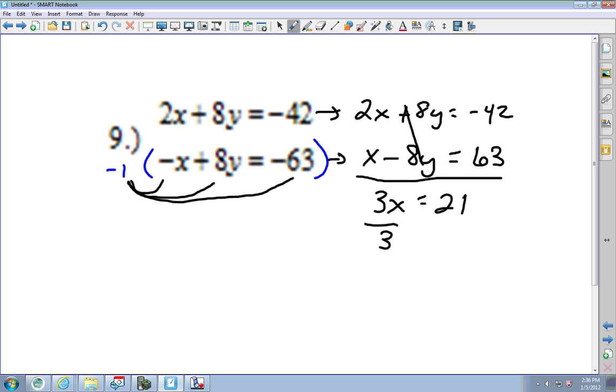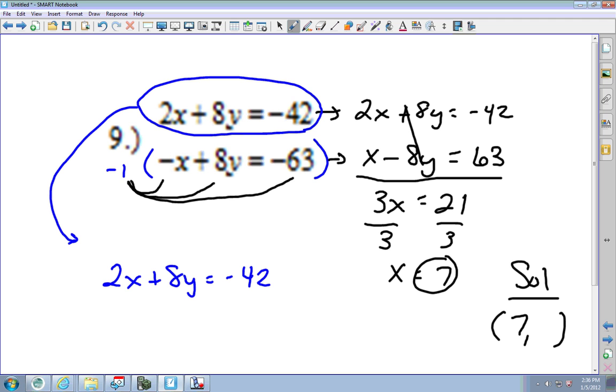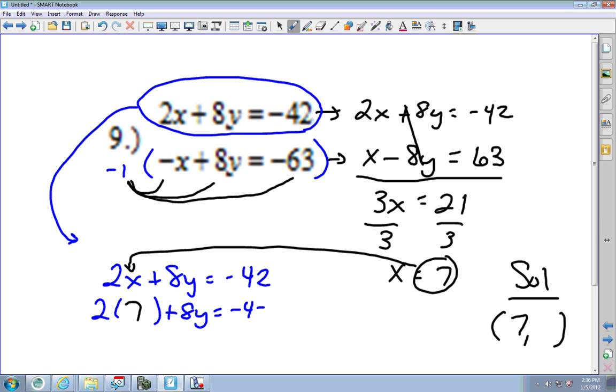From here, divide by 3. X equals 7. So my solution, I have 7 and I need to find the y number. Okay, so I'll just choose this top equation. I'm going to bring this down. 2x plus 8y equals negative 42. X is 7. So you're going to put that in here for x. You have 2 times 7, then write the rest of the equation, plus 8y equals negative 42.